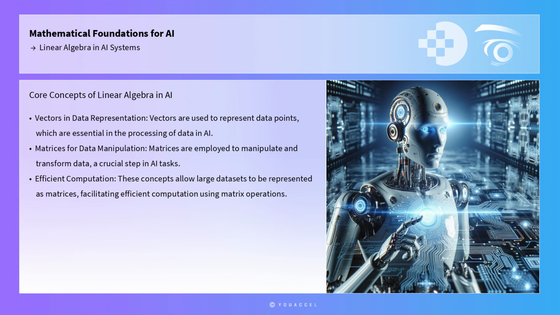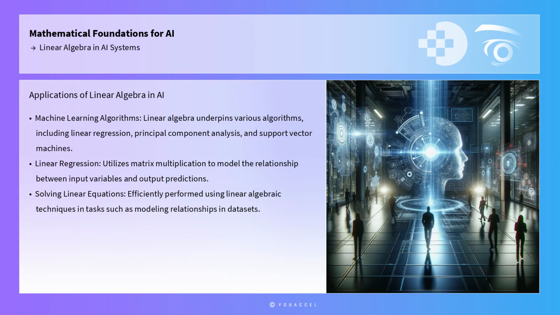data points. One of the primary applications of linear algebra in AI is in the field of machine learning, where it underpins various algorithms, including linear regression, principal component analysis, and support vector machines. Linear regression, for example, utilizes matrix multiplication to model the relationship between input variables and output predictions. This involves solving systems of linear equations, a task that can be efficiently performed using linear algebraic techniques. The normal equation, a key component in linear regression, is derived from the principles of linear algebra, enabling the determination of the best fit line for a given dataset.